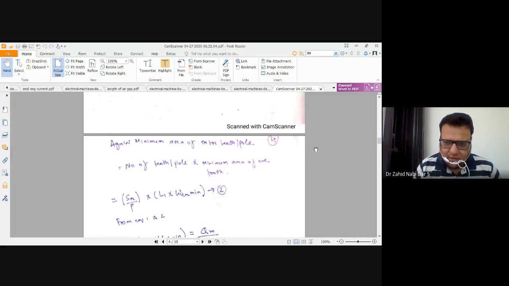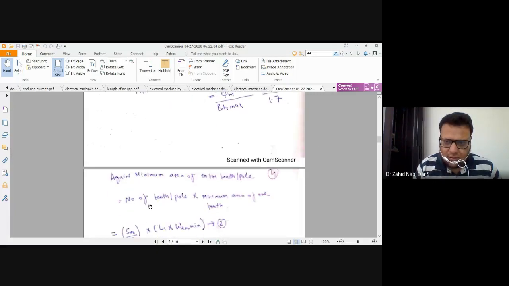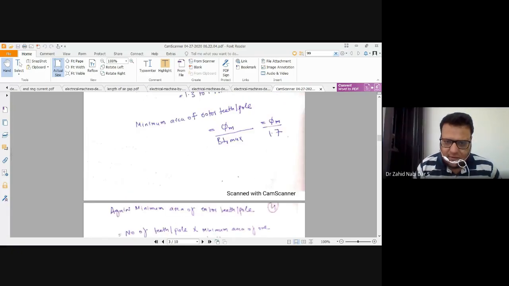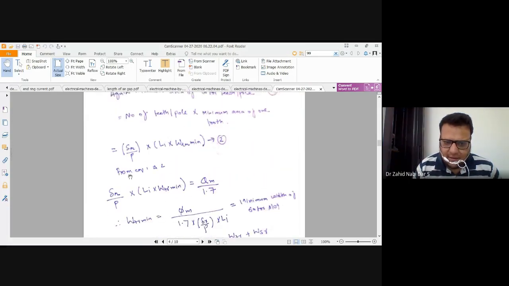This is equation number 1 and equation number 2. We can compare now. Both the equations are equal, right? This is also giving you the minimum area, and this is also giving you the minimum area only. So you can equate the equations. So you get SR by P into Li into WTR minimum is equal to phi max by 1.7.